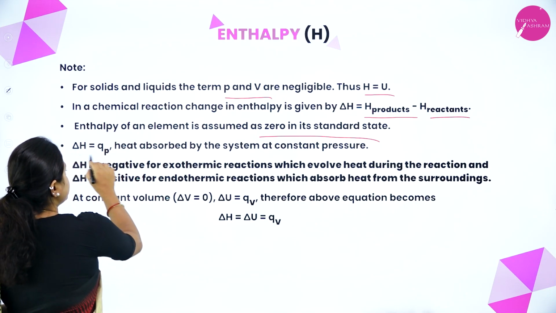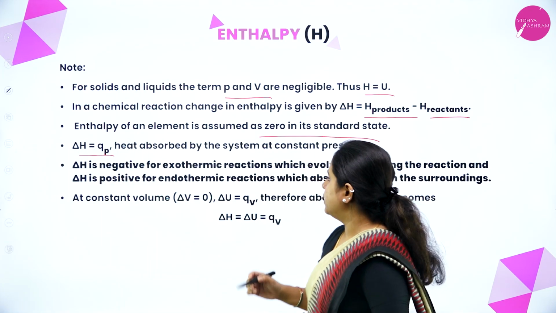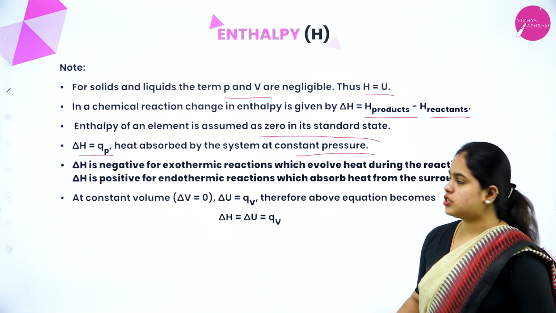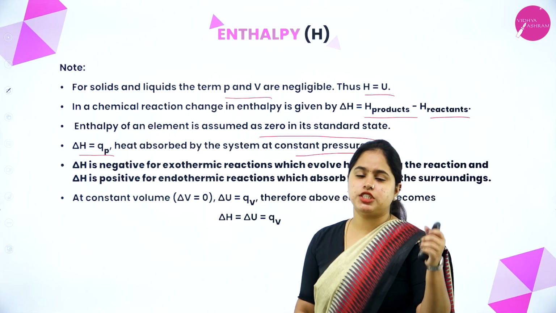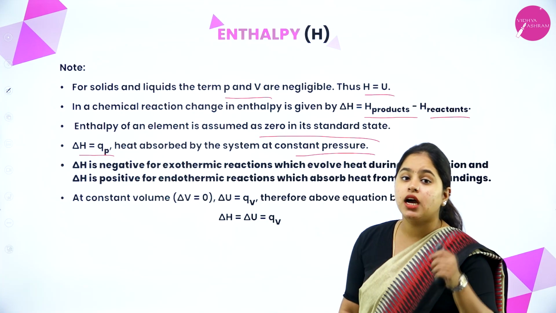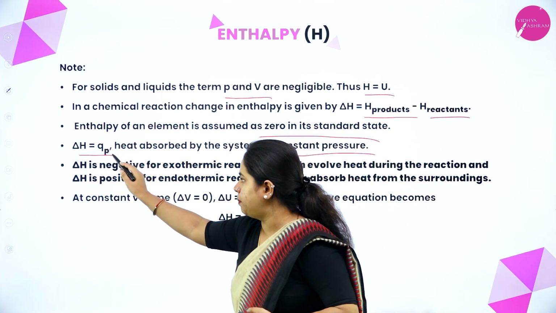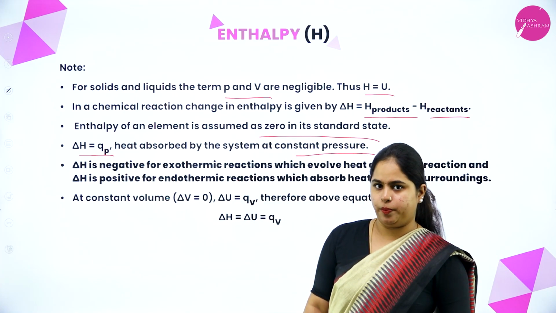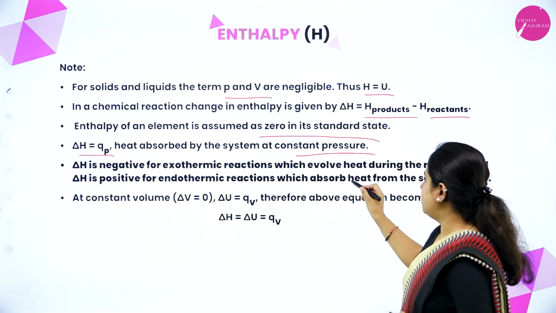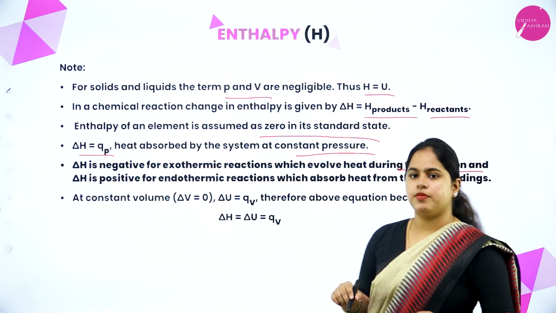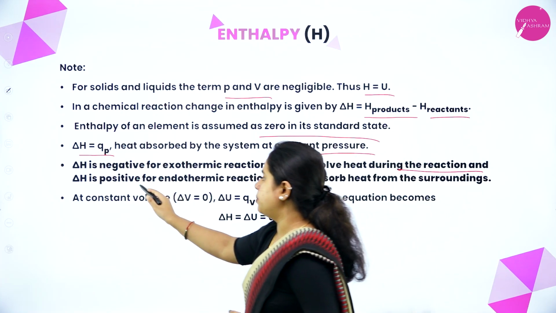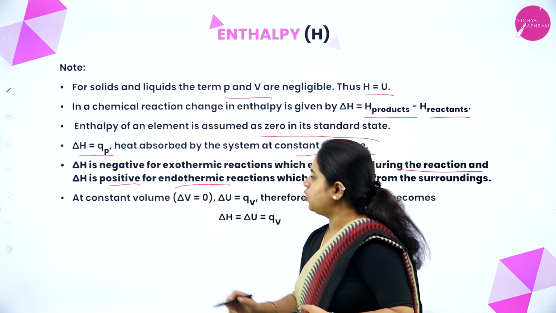Now, delta H is equal to Q_P, that is heat absorbed by the system at constant pressure. So, this is a very important equation. Delta H, the change in enthalpy, will be equal to the heat absorbed by the system at constant pressure. That is why you can see the P here. Delta H is equal to Q_P. Now, delta H is negative for an exothermic process which evolves heat during the reaction. So, delta H will be a negative value if it is an exothermic process and delta H will be a positive value if it is an endothermic process.